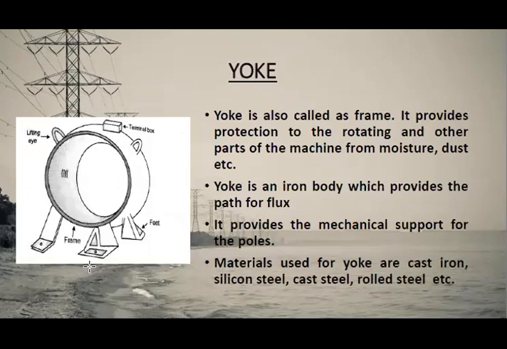It provides protection to the rotating and other parts of the machine from the moisture, dust, and it protects the device. So yoke is an iron body which provides a path for the flux passed through it, and it provides a mechanical support for the poles. Materials used for yoke are mainly cast iron, silicon steel, cast steel, and rolled steel, etc.